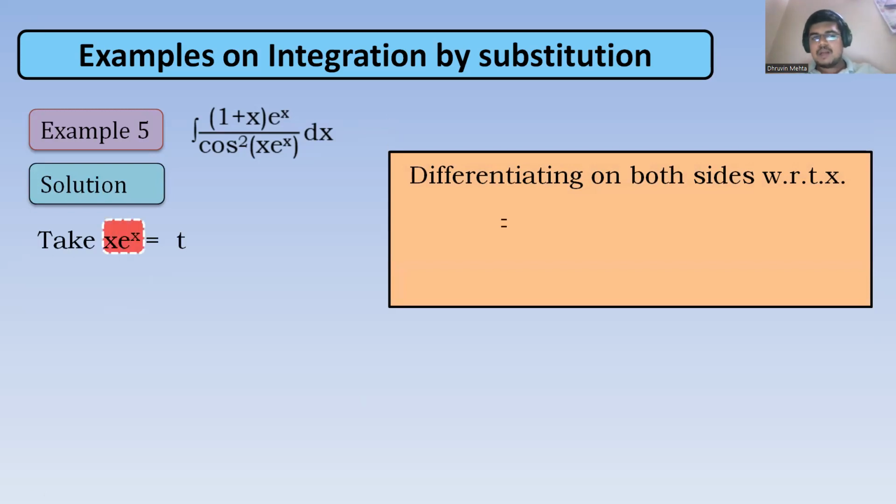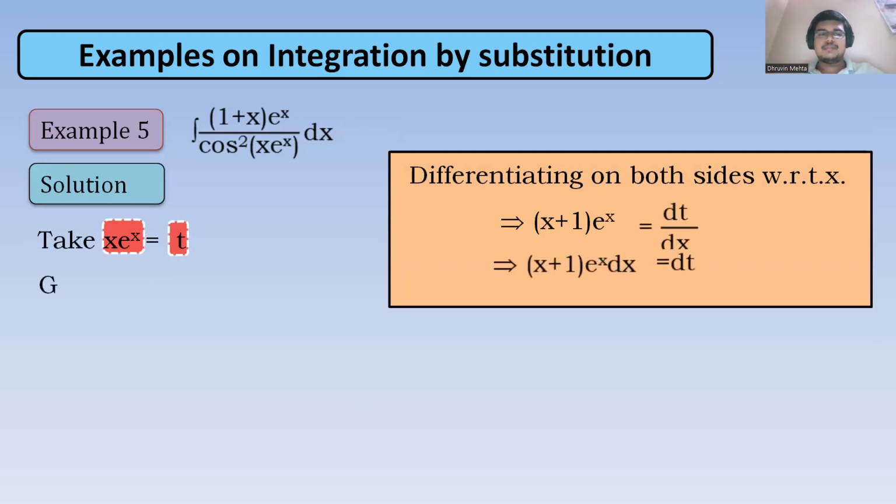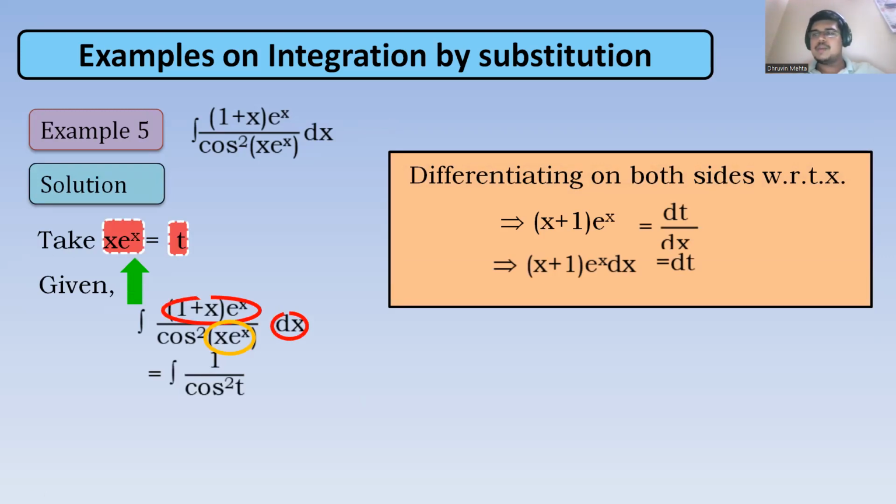So we'll get x into the derivative of e raised to x, which is e raised to x, plus e raised to x. Yeah. So we'll get the numerator. Perfect. So this will become integration 1 upon cos square t dt. How will you integrate this?